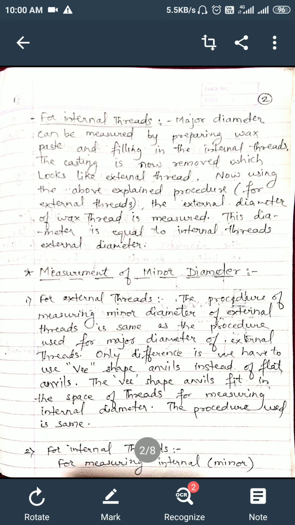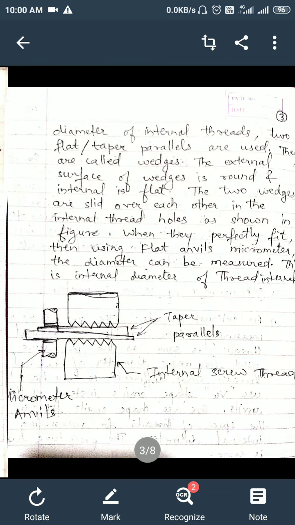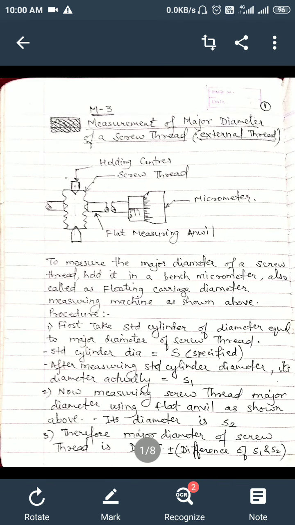Next part, measurement of minor diameter. What is minor diameter? How to measure the minor diameter of external threads? When the threads are external, the procedure is very easy, correct? Instead of taking the flat anvils, here we take pointed anvils. When we are measuring the major diameter, we make use of flat anvils. When we are measuring the minor diameter, instead of flat anvils, you take pointed V-shape anvils and fit into the V shape of the threads, correct?